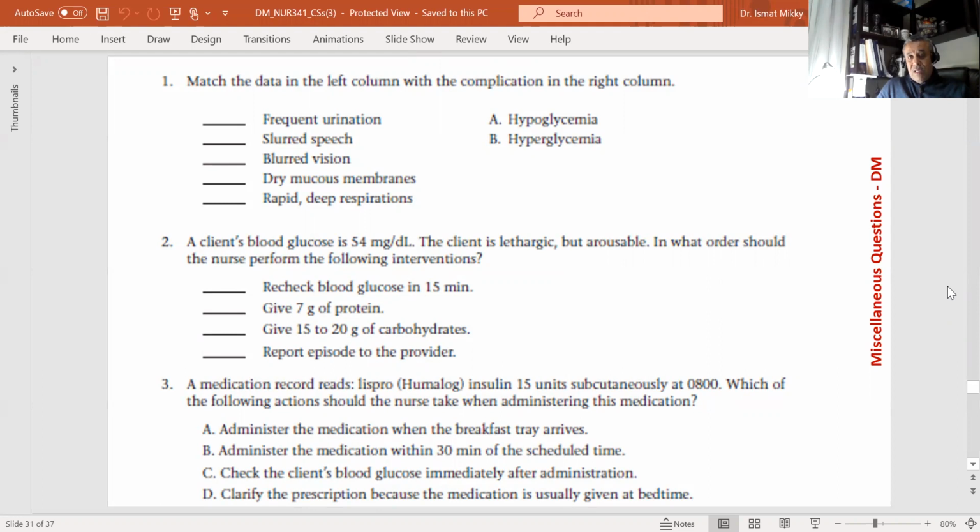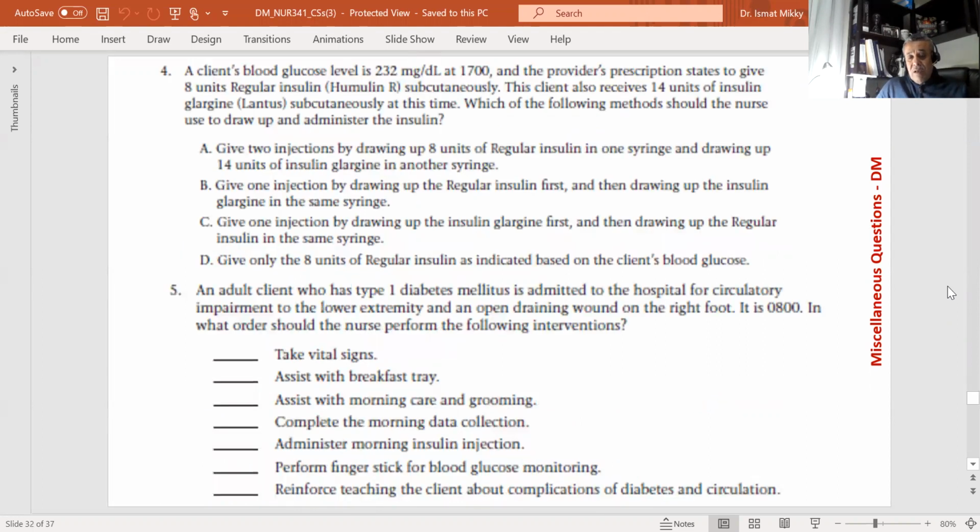And usually it's the drug that is used to cover patients' hyperglycemia for those who are on the sliding scale coverage. Number 4, answer is A.